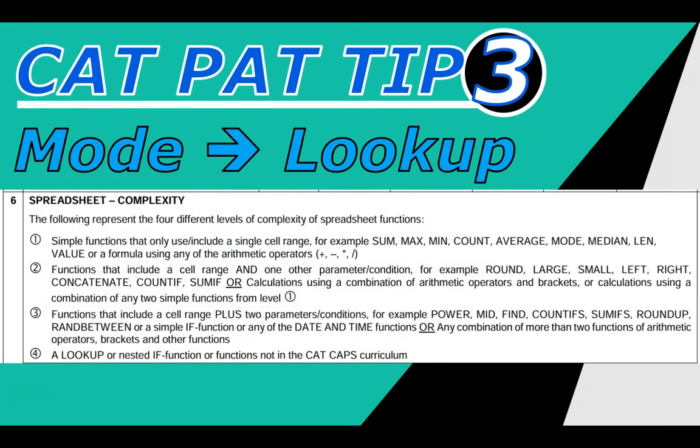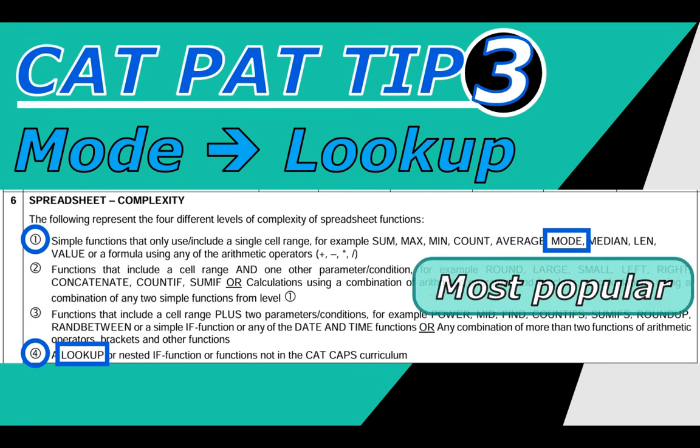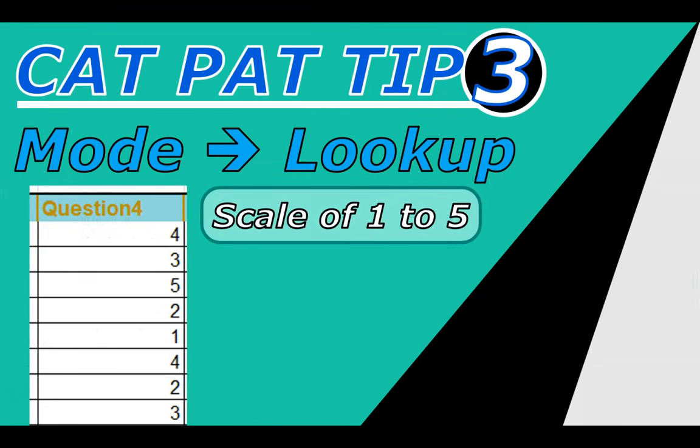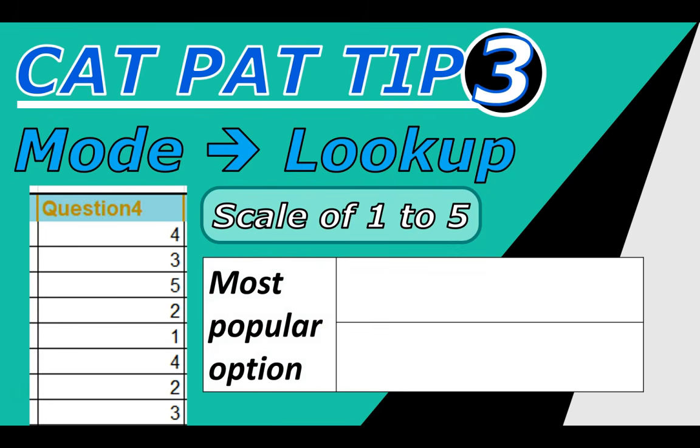And if you remember, we talked about level 2 and 3 with our previous CatPat tip, but here we're looking at level 1, which has the mode option, and level 4 has a lookup. So by using this tip, we can make sure that we use the other types of formulas. And if you remember, mode determines the most popular option, the option that occurs the most. So that is really useful for a question where you have a range of answers on a scale from 1 to 5, 1 meaning this, 2 meaning this, and so on. This is a really useful idea for that, where you can find out which was the most popular option.